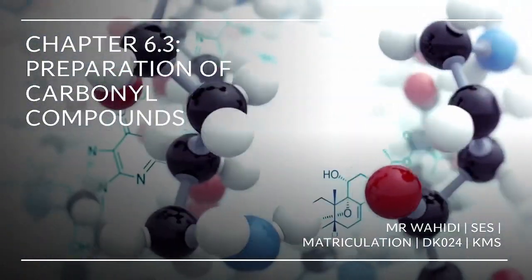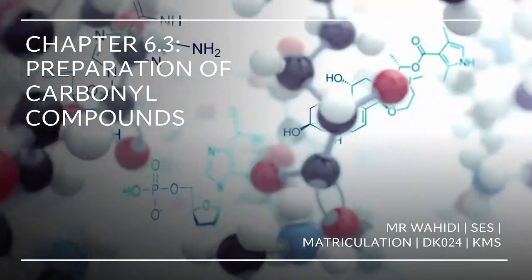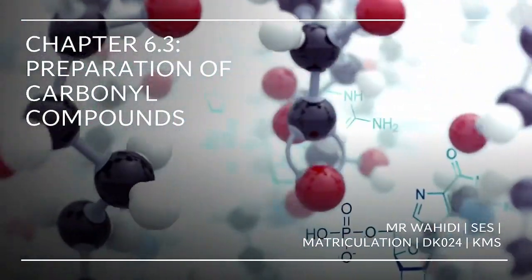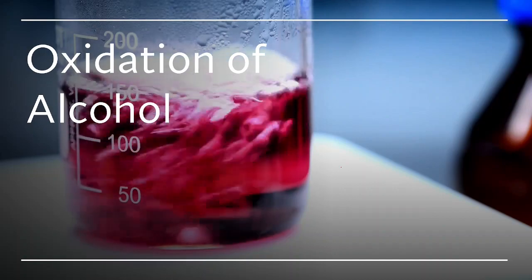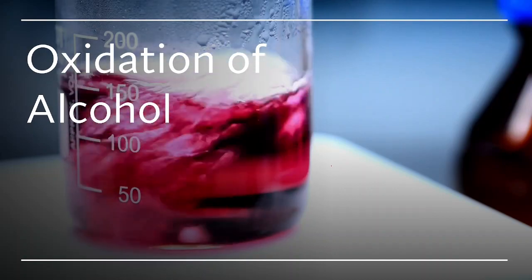Today we are going to proceed to chapter 6.3, preparation of carbonyl compound. Learning outcome: at the end of the lesson, you should be able to explain how to prepare carbonyl compound, which is aldehyde and ketone, through the process we call oxidation of alcohol. Oxidation of alcohol.